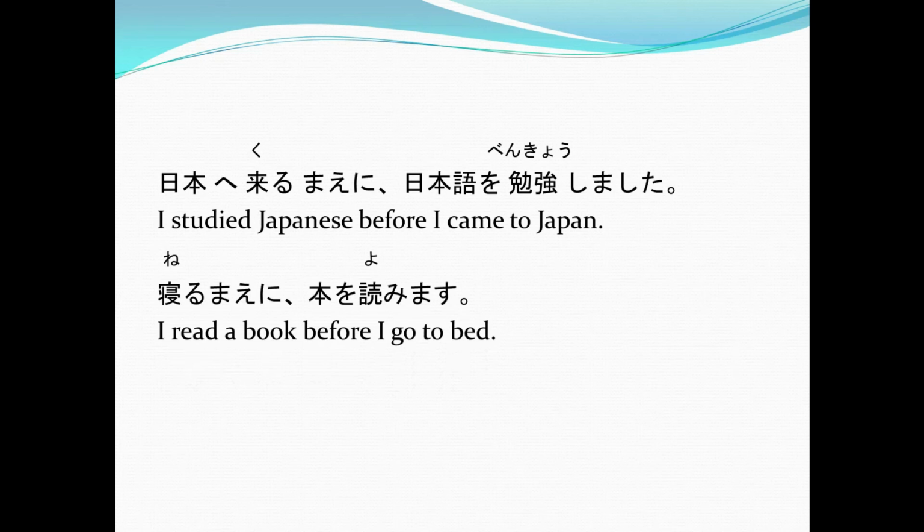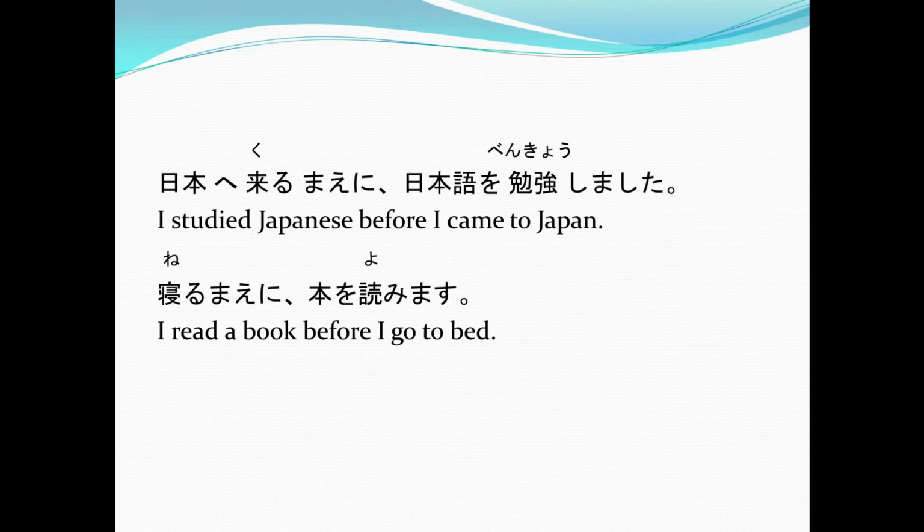Again, nerumae ni hon o yomimasu. I read a book before I go to bed. So our verb 1 here, the verb 1 dictionary form, is neru, to sleep, mae ni. And then of course, the verb 2 is yomimasu. Noting that before he or she sleeps, or before the speaker sleeps, he reads a book.